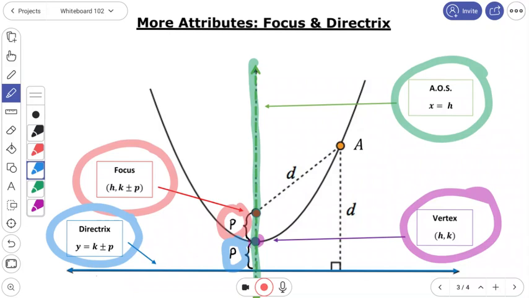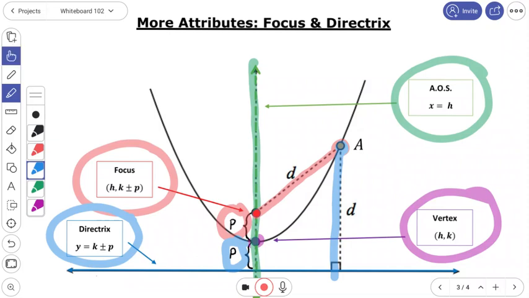Now, if I draw a really nice parabola, it doesn't matter where I am on my parabola. So let's, for example, take this point right here. If I draw a line directly to my focus, and from the exact same point, I draw a line to my directrix, those two lines should be the same length.